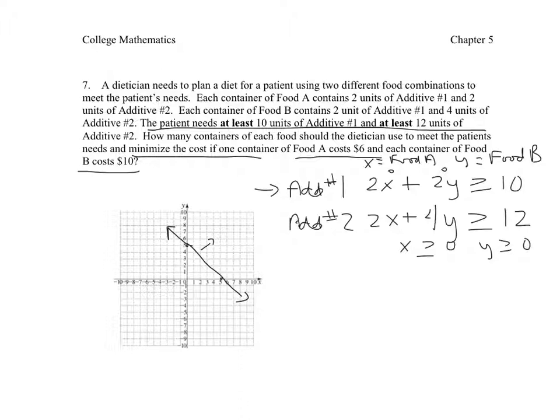Now, my second equation, I have the ordered pair. If x is 0, y was 3. And if y was 0, x was 6. So I'm going to put that line on here. Again, testing our point 0, 0. That's not a true statement, so it tells me that I need to be shading above that line as well.